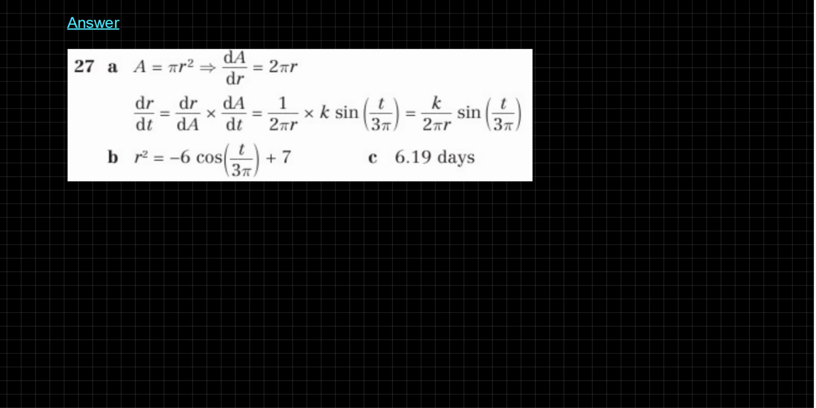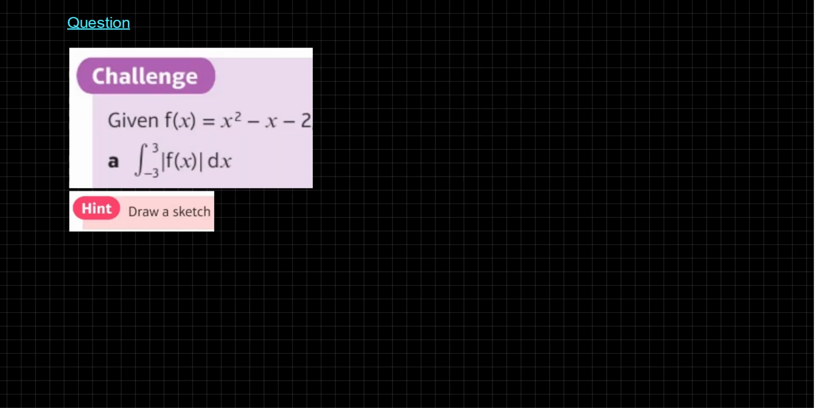Cool, and then if you've made it this far, just for a bit of fun, I quite like this question. It's a nice little challenge. I've left the hint in because if you're not doing that, then you're just certainly going to go in the wrong direction. Draw a picture of what mod of f of x looks like, where f of x is x squared minus x minus 2.